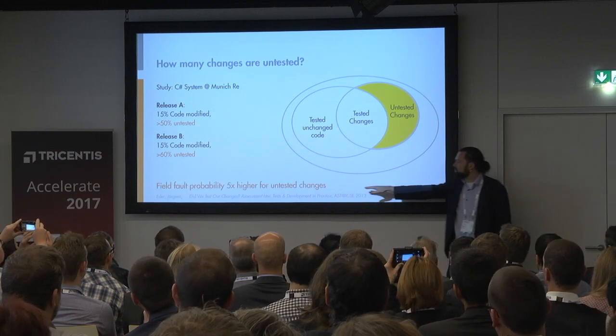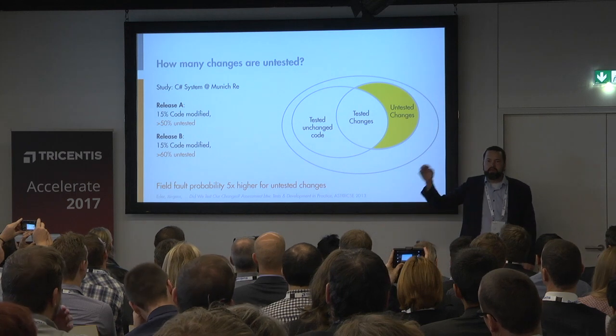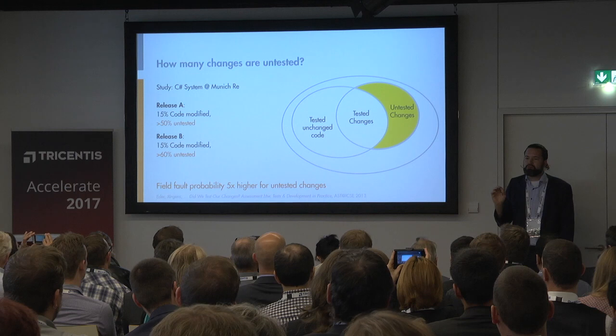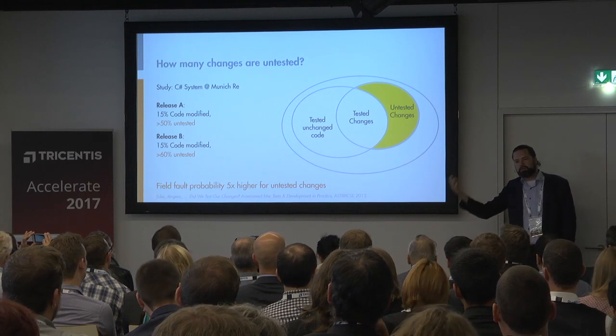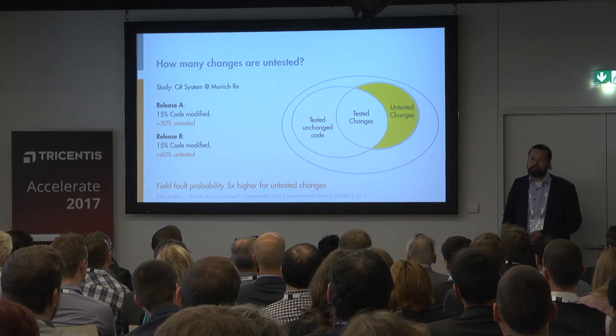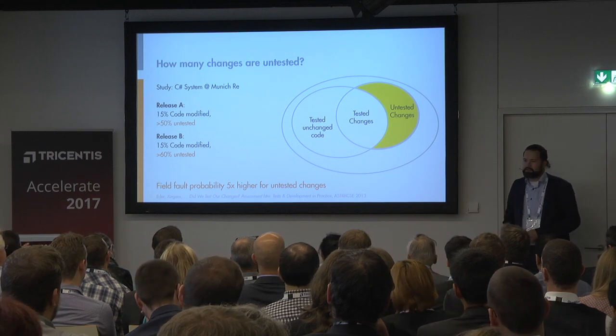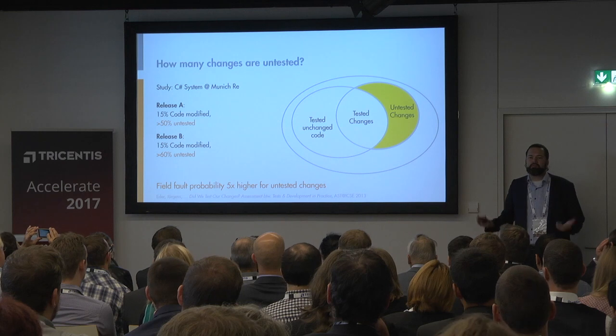And then what we did was we monitored the system for a long time. Every single bug that was reported by the users was traced back to the source code, and we analyzed was that source code changed or not, and was it tested or not. And not surprisingly, field fault probability was 5 times higher for untested changes. This is not the interesting part of the study, I think.